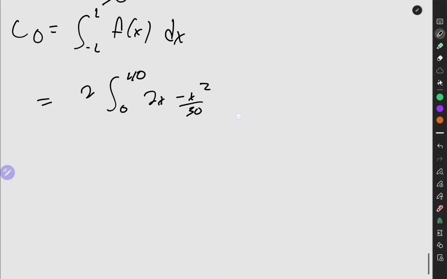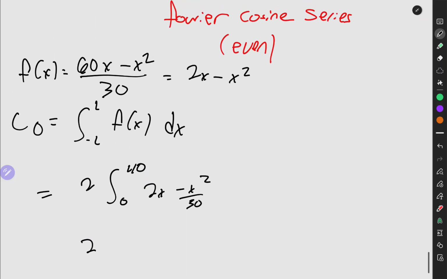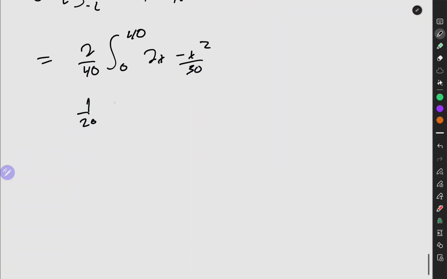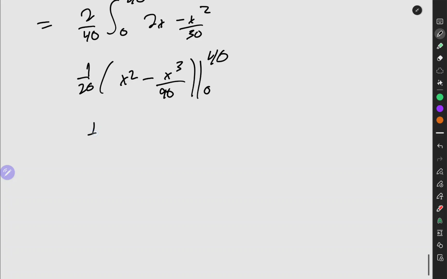That's not a bad integral to do at all. I'm going to do this by myself. Oh, I forgot to divide by L. It's 1 over L times that. So this is 1 over 20 times the integral, well, this is x squared minus x cubed. What's 30 times 3? 90. From 0 to 40. Okay, I'm going to need a calculator for that. Let me write it out.